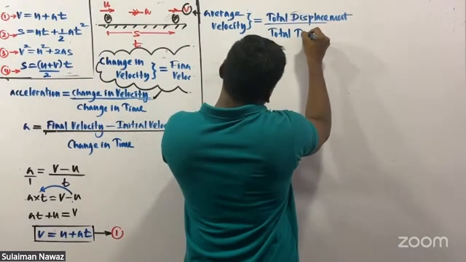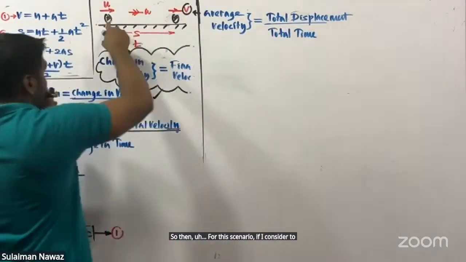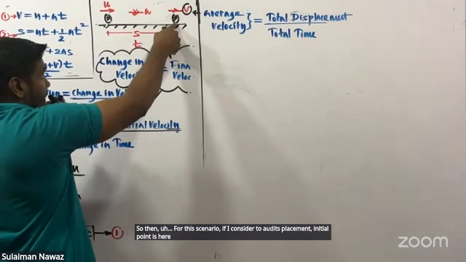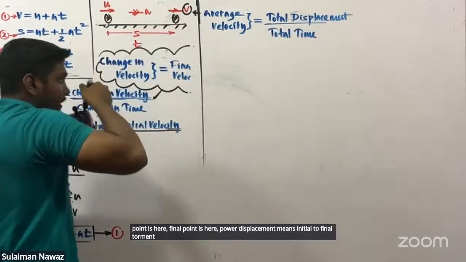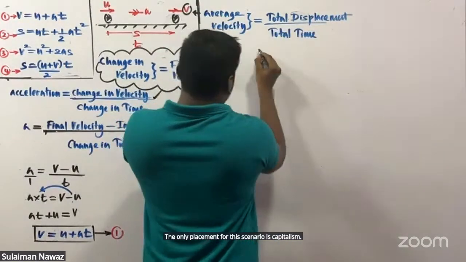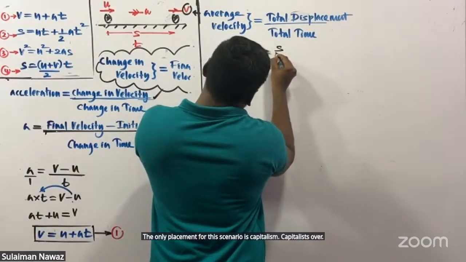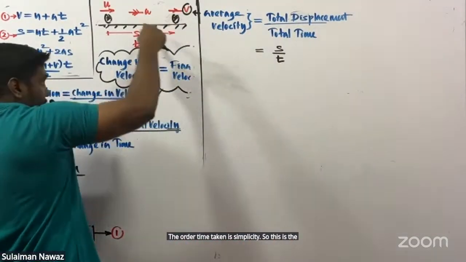So then, for this scenario, if I consider total displacement, initial point is here, final point is here. Total displacement means initial to final, total displacement is capital S. Total displacement for this scenario is capital S. Capital S over total time taken, t. So this is the average velocity of the scenario.